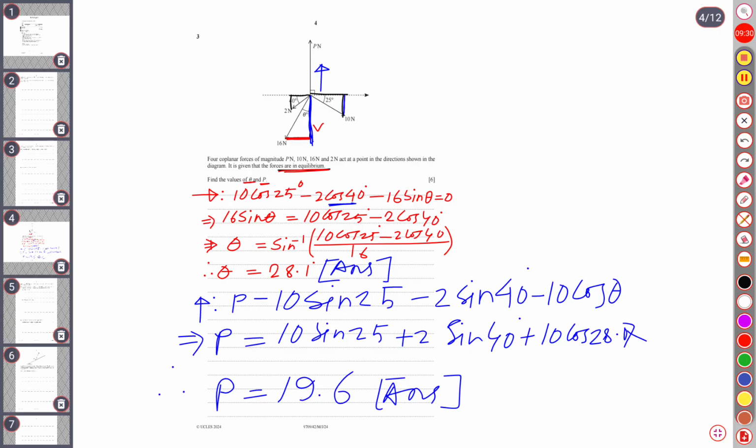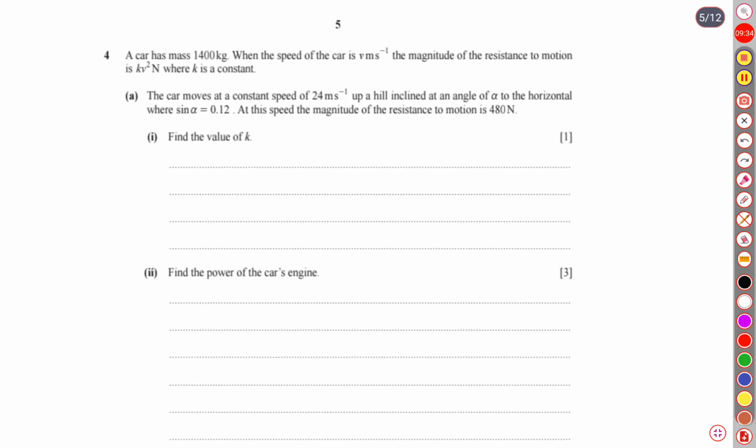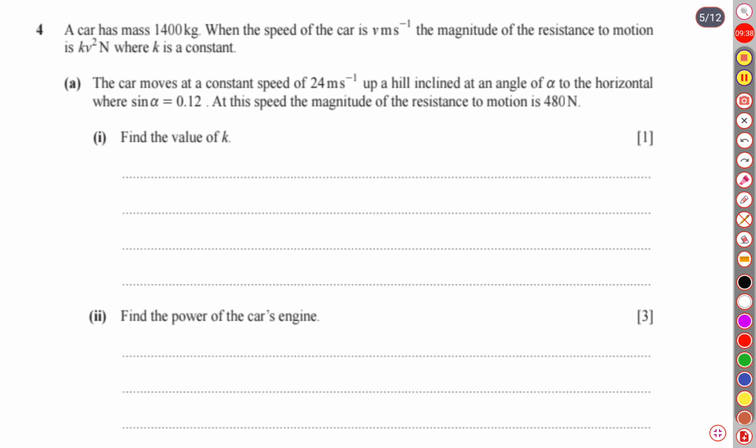Question number 4 says a car has mass 1400 kg. When the speed of the car is v meter per second, the magnitude of the resistance to motion is kv square Newton, where k is a constant.